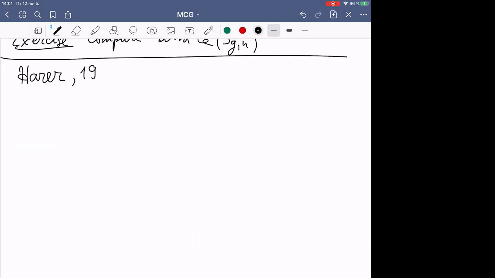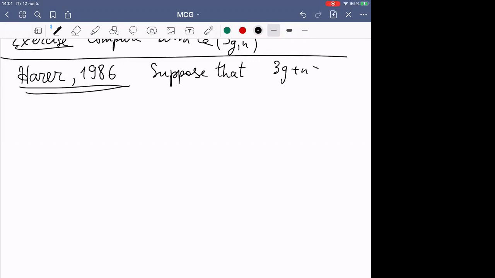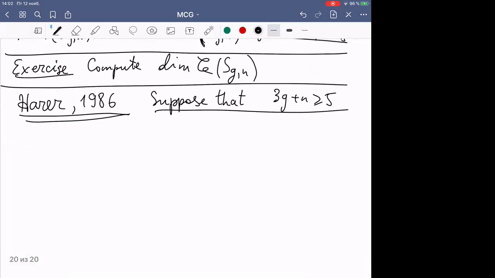Okay, and actually, this complex appeared in the work of Harer in 1986, and Harer proved the following. Suppose that this dimension restriction holds. Then the complex is connected, and actually it turns out that we can always say what is the homotopy type of the complex.